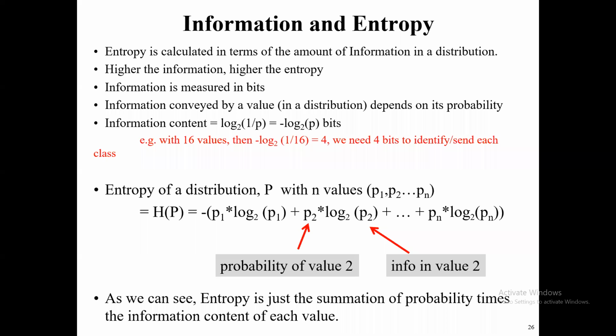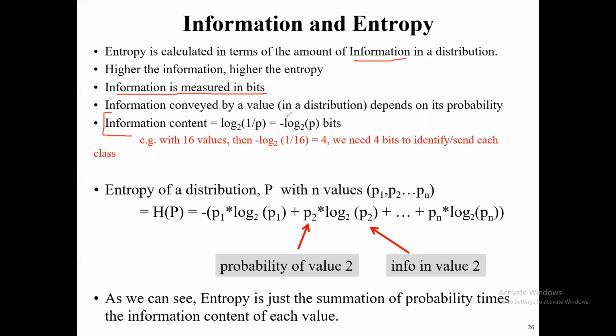Now let's look at how we can actually calculate the entropy value in a distribution. Entropy is calculated in terms of information content in a distribution, and information is measured in bits, number of bits. The way we calculate the amount of information content is using this formula, log of 1 over p, where p is the probability of each of the values in that distribution, or alternatively we can write negative of the log of the probability of each of the values.